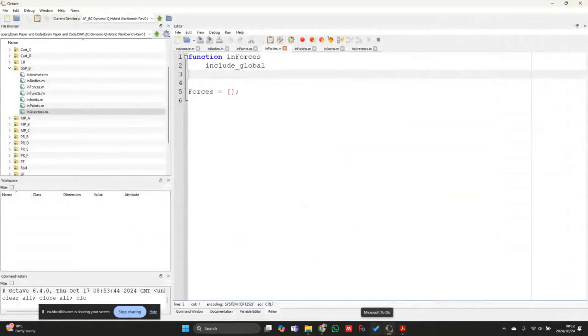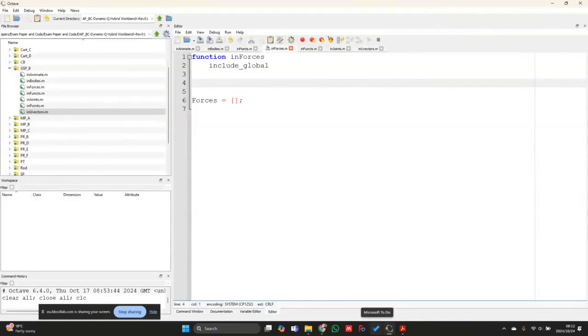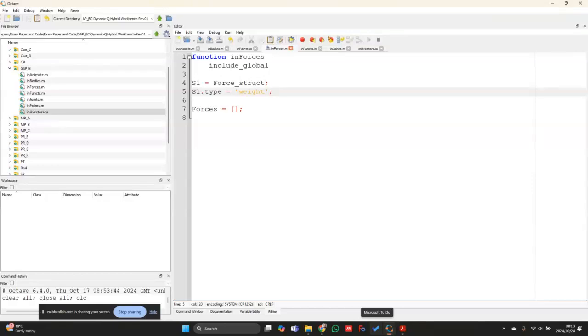So the first thing that I can go and define over here is then weight. I'm just going to say S1 is equal to the force structure. Then S1.type is equal to weight. And if I don't specify any other parameters for this type of force, then it's going to take the gravity as 9.81 meters per second squared, and the direction will be in the negative y direction. So that is fine. We don't have to worry about changing any of those parameters.